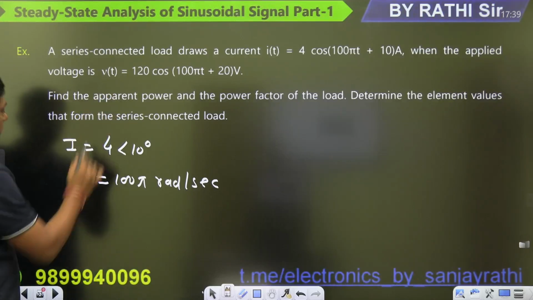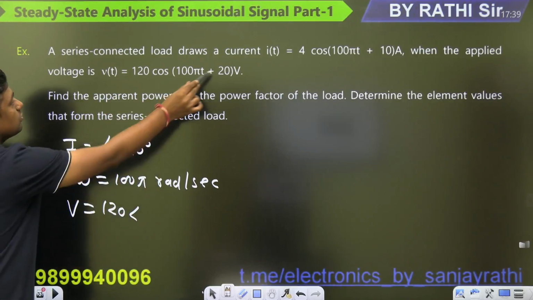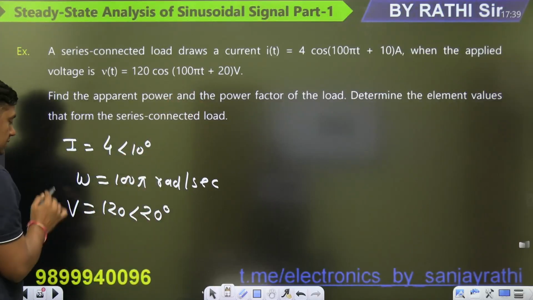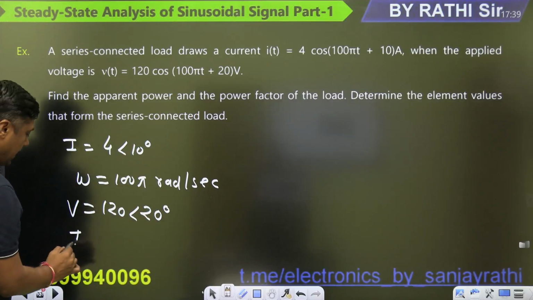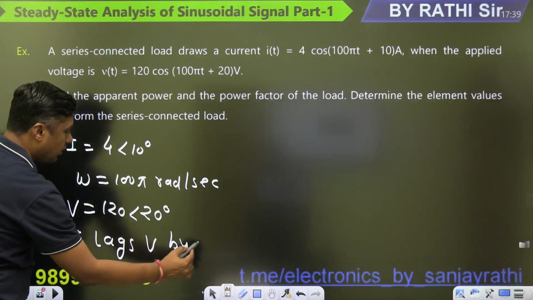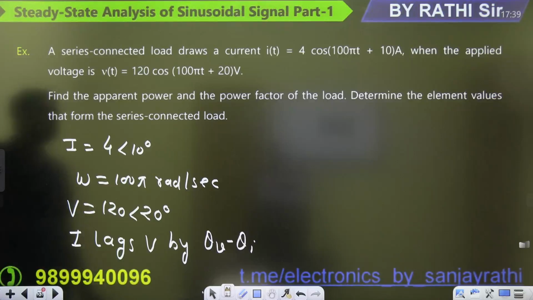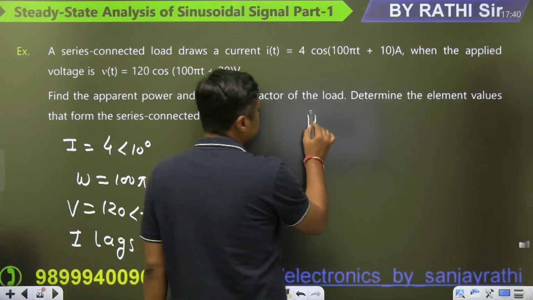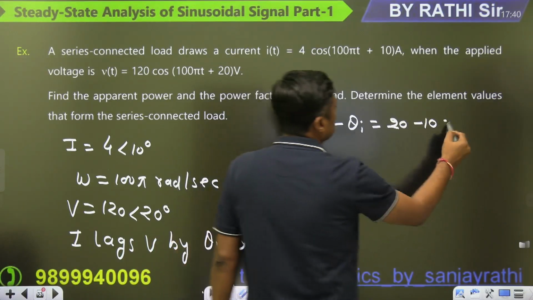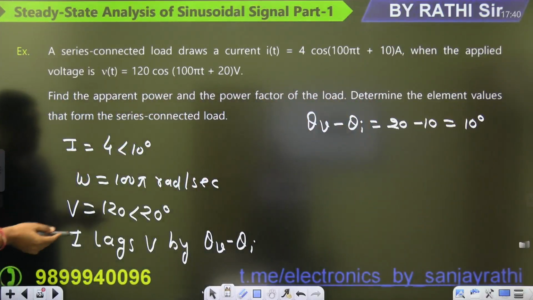Then what is the V phasor? What is the value? 120. Angle 20 degrees. Guys, remember, V leads I, or I lags V, by theta V minus theta I. What is theta V minus theta I? 20 minus 10. 10 degrees. V leads I by 10 degrees, or I lags by 10 degrees.